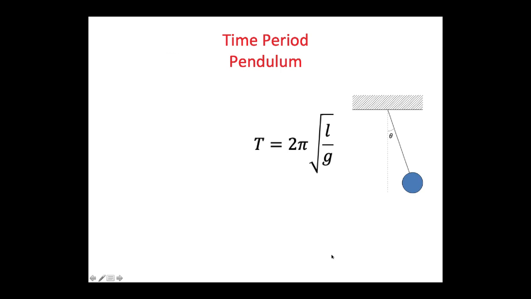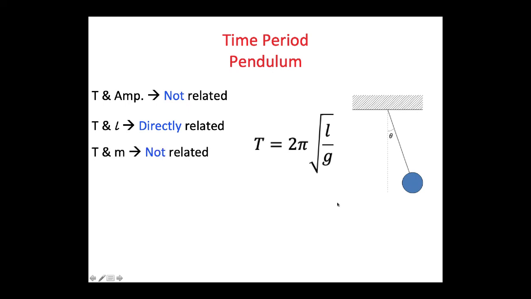So the conclusion is period is independent of amplitude. That's why amplitude is not present in this formula. Period is directly dependent on length. That's why length is present in the numerator here. Period is independent of mass. That's why mass is not present in this formula. Period is inversely dependent on gravitational strength. That's why g is present in the denominator here.